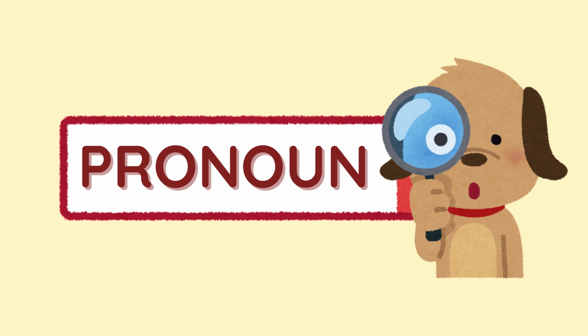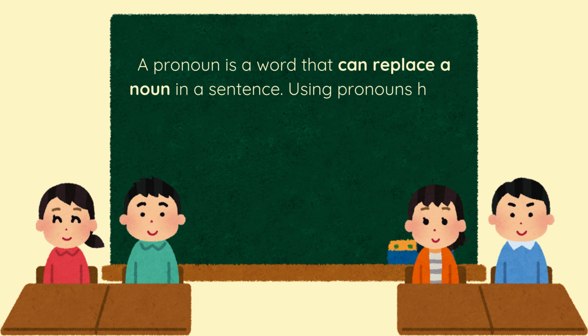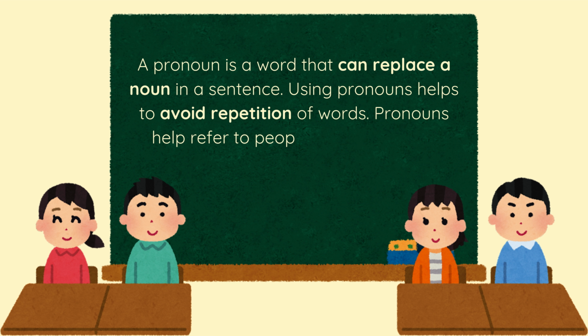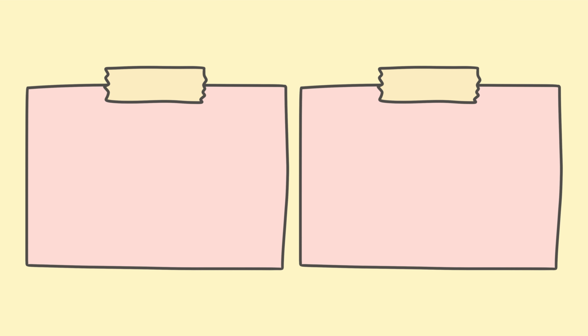What is a pronoun? A pronoun is a word that can replace a noun in a sentence. Using pronouns helps to avoid repetition of words. Pronouns help refer to people, things, or ideas without constantly repeating the same nouns. These are the examples of using pronouns.